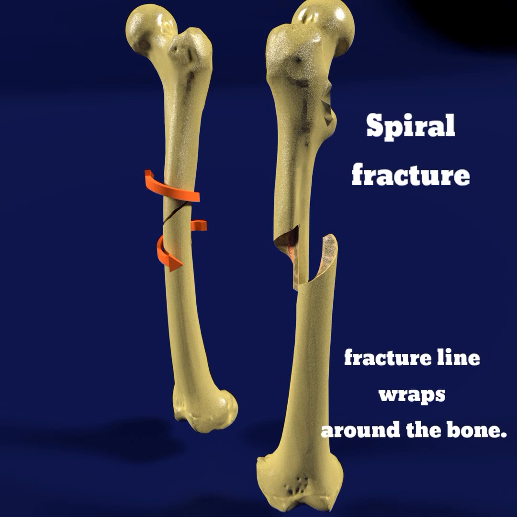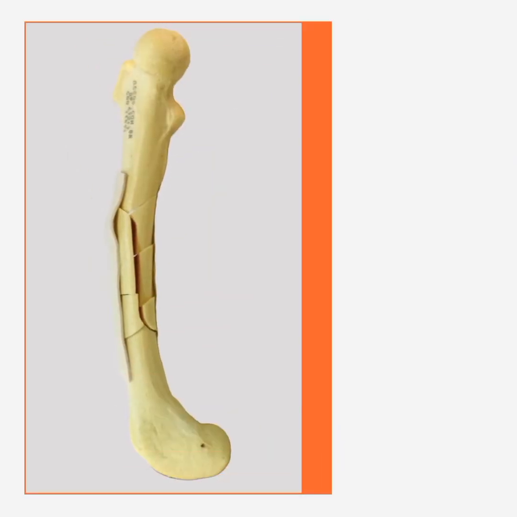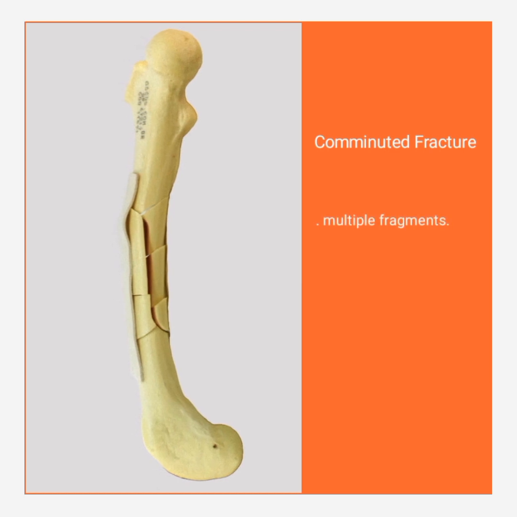And number 3, we have spiral. In spiral, the fracture line wraps around the bone. It is seen in 3 planes, common in a twisting injury. Laminated fracture. This is now where a bone is broken into multiple segments. It is common in crash injuries.